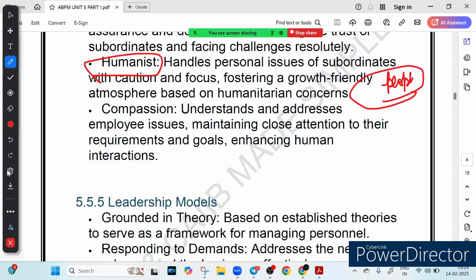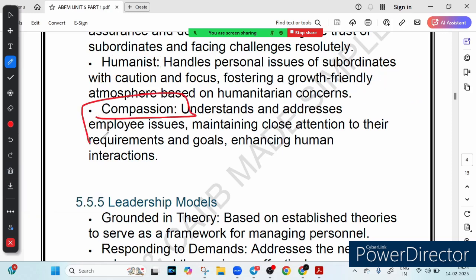And lastly, we have something called compassion. So it is about empathy. If you talk about compassion, what I mean to say is, it means empathy. Ever had a boss who actually listened to your problem? That is real leadership, right? So a compassionate leader creates a strong team that stays motivated and loyal, right?